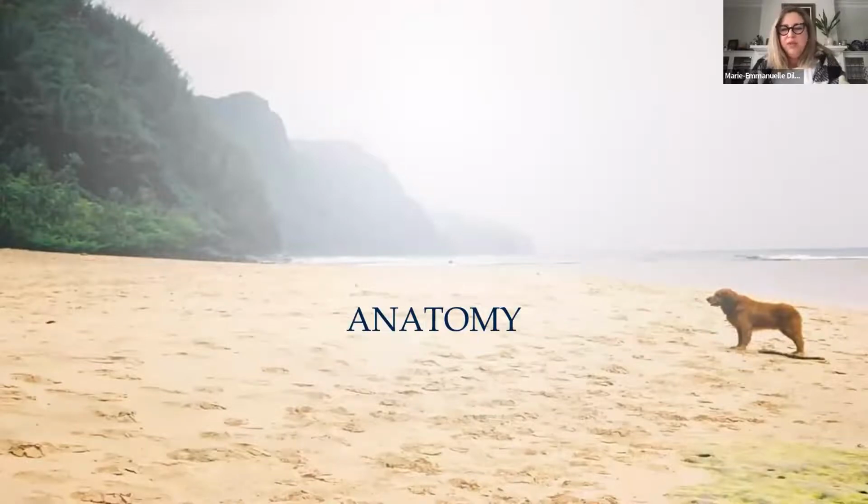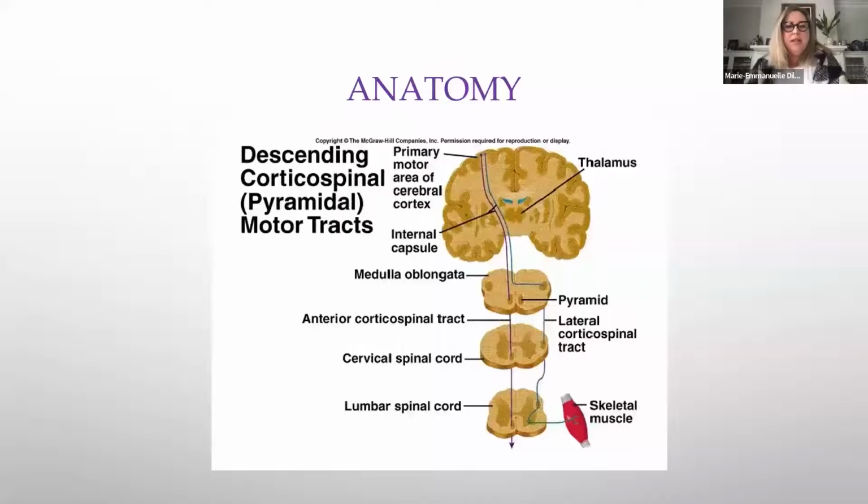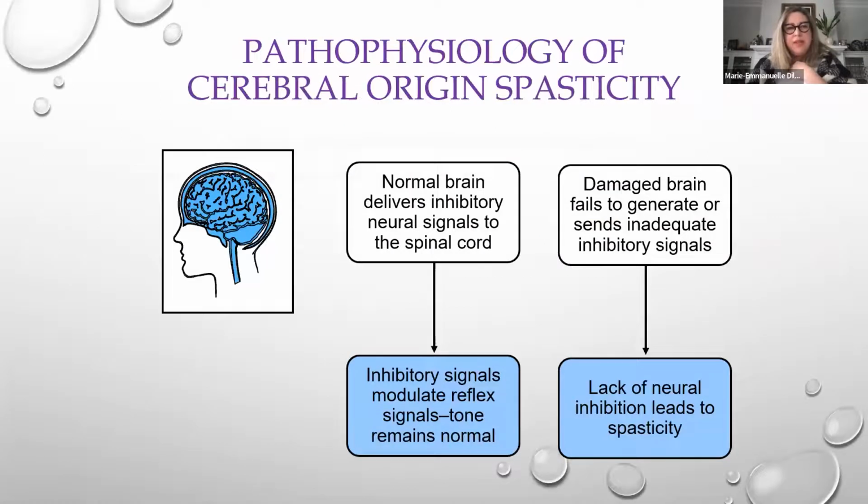So if we go over a little bit of anatomy, you see the pyramidal tract, or you'll hear that if you talk about treatment of spasticity. It starts over the motor cortex and goes down and crosses at the upper spinal cord level in the medulla, and then goes down through the lateral corticospinal tract to innervate the skeletal muscle. I won't talk about that.